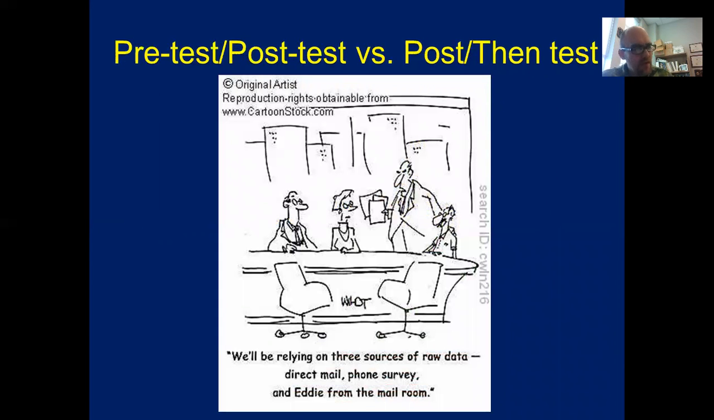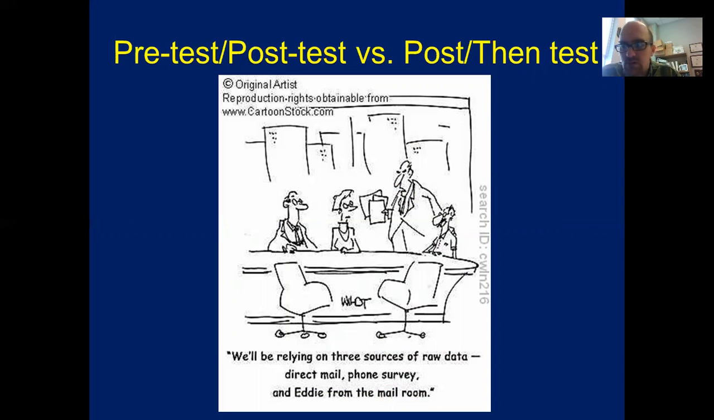Okay, and then lastly, I mentioned that I was going to give an example of a type of survey research. So there are two different types that are mainly used. There's the pre-test, post-test, and then there's this post-then test.